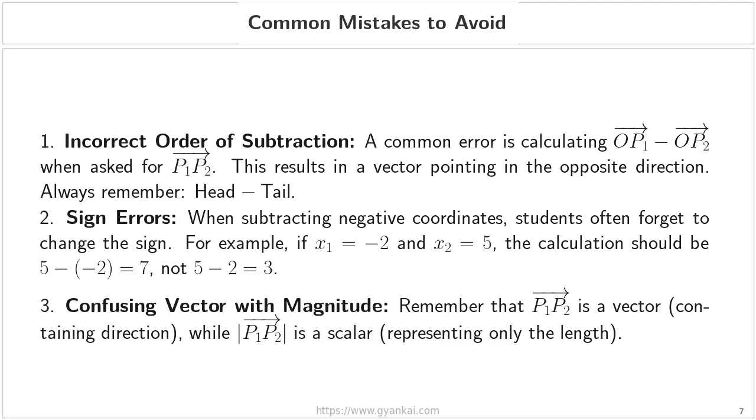Finally, do not confuse the vector itself with its magnitude. It is vital to remember the distinction between the two. The notation P1P2, with the arrow on top, represents a vector, which is a quantity that contains both magnitude and direction. On the other hand, the notation with vertical bars around P1P2 represents the magnitude, which is a scalar value. This is just a single number representing the distance, and it has no direction. Keeping this distinction clear will help you avoid confusion when solving more complex problems in the future.